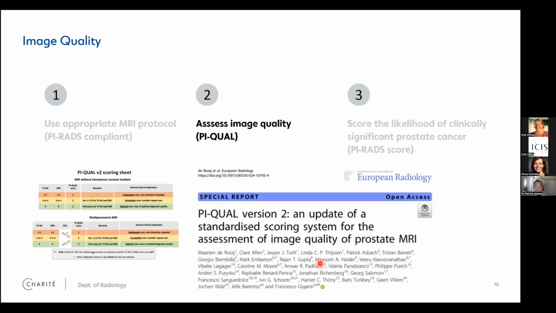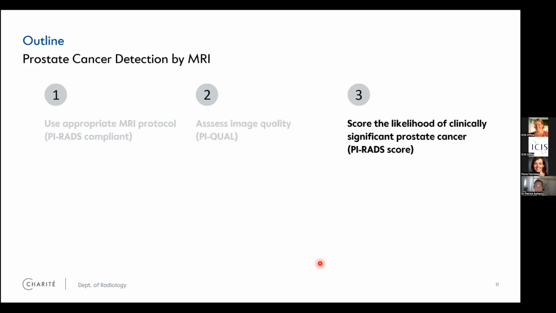As I said, you have to assess image quality. I will not go into details. I just briefly want to mention that a new PI-QUAL version, version number 2, has just come out a few weeks ago, and it's mandatory for prostate MRI to score the image quality you get, because in the case of low image quality, obviously the scan probably needs to be repeated. So that's a crucial step in prostate MRI.